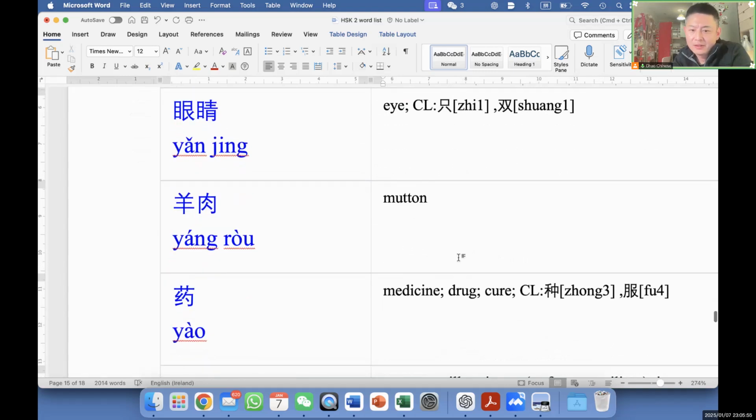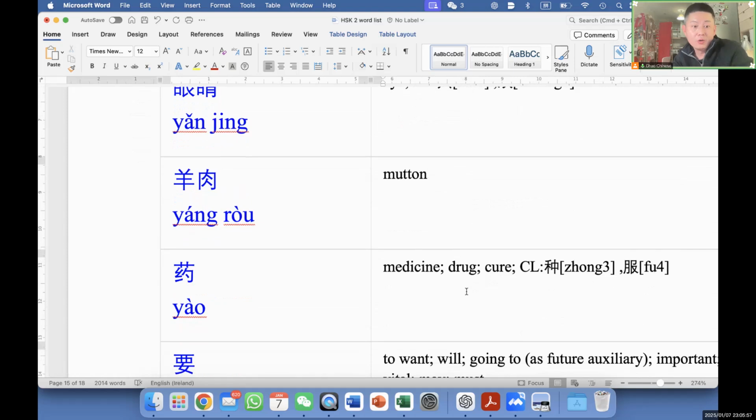Okay. 没问题. Yao is medicine. Medicine, of course, there's a herb on the top. And drugs, cure, 吃药, take medicine. Yeah, we say eat medicine. We don't say take medicine. We say 吃药.